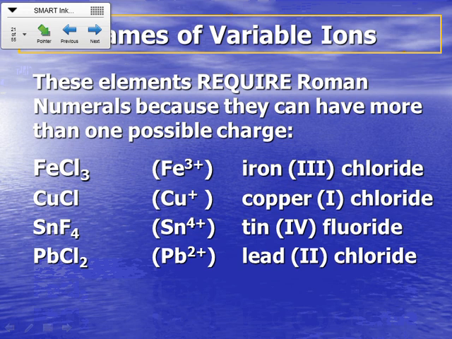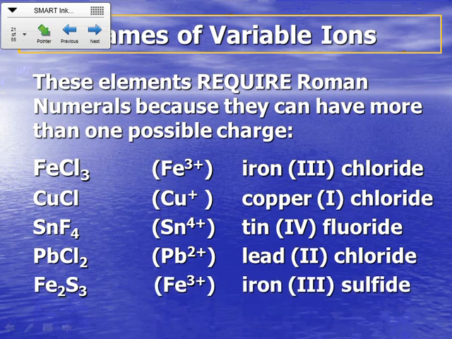Okay, PbCl2, lead(II) chloride. Okay, because again, chlorine is a 1-, so the lead has to be a 2+ to balance out the 2 chlorines that you have there. And then Fe2S3, iron(III) sulfide. Everybody okay with that one?